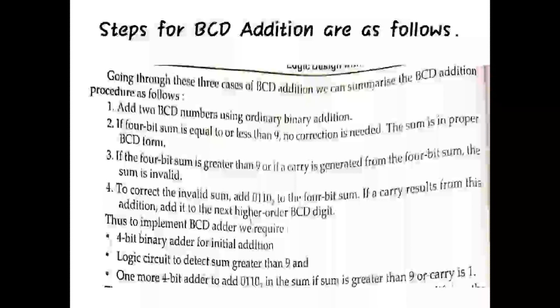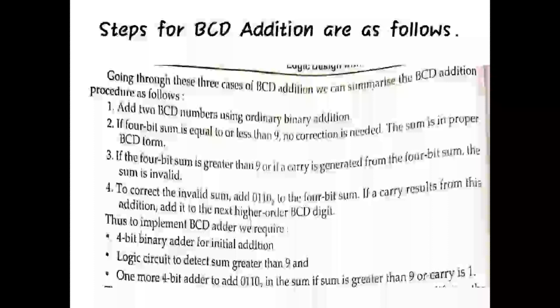To implement this, here is the logic diagram. What do we require? We require a 4-bit binary adder for the initial addition. Why do we require a 4-bit binary adder for initial addition? Because here we need to add 4-bit numbers. For example, in the first example, 6 plus 3 is equal to 9. How is 6 represented? 0, 1, 1, 0. So I need a 4-bit binary adder for the initial addition.